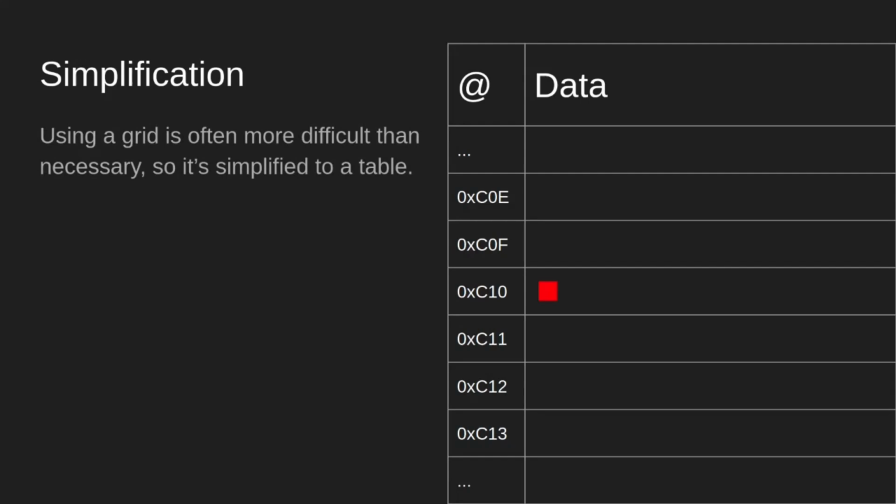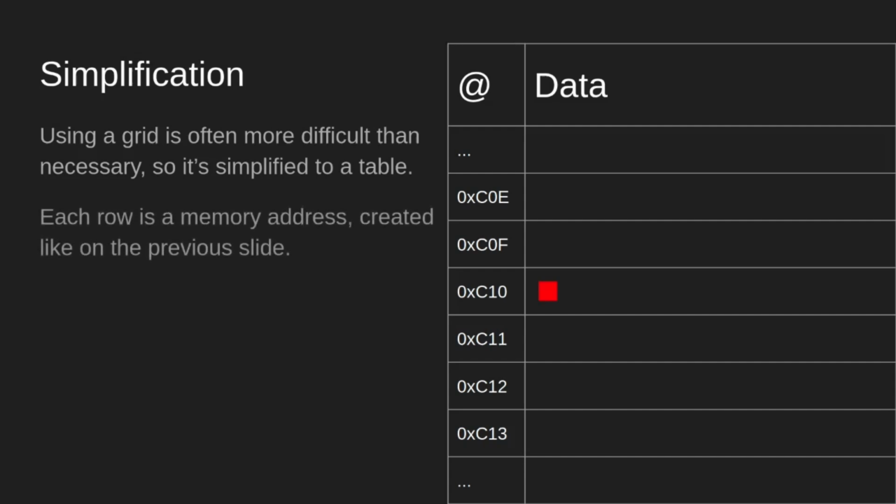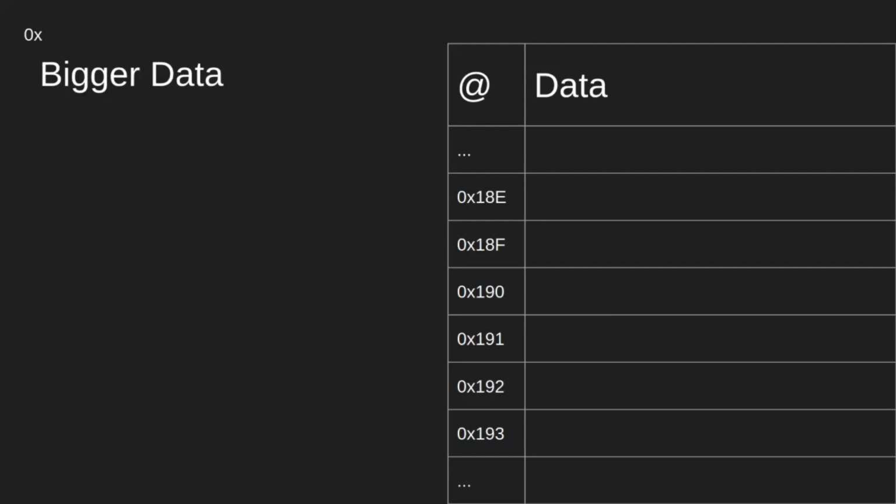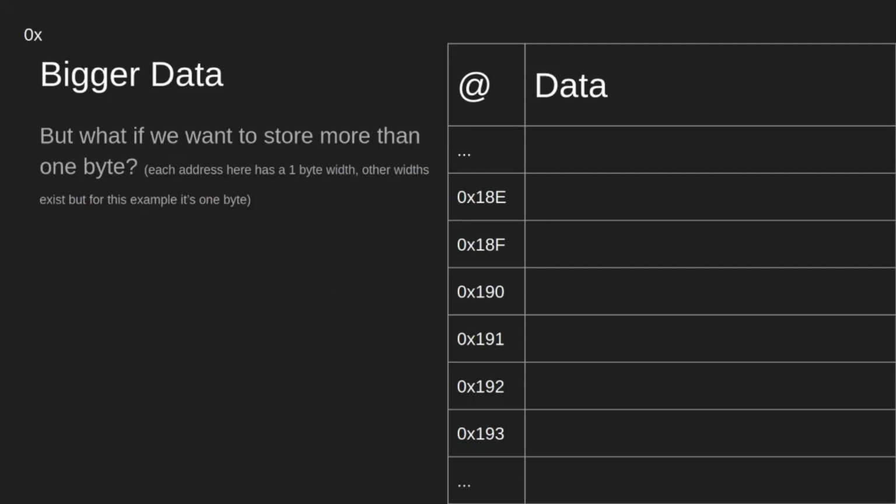So we can further simplify it, because thinking about it as a grid can be somewhat complicated. So it's often simplified into a table. This table has just the address on one side and the data on the other side. The address is C10, and the data is that red square. And that's often how it's viewed, but it's helpful to keep in the back of your mind that this isn't actually a table. It's actually a matrix.